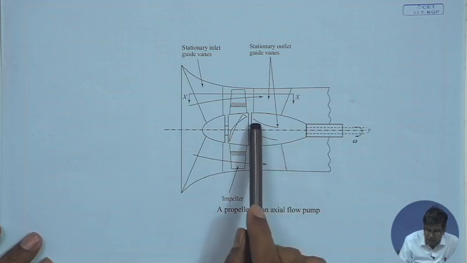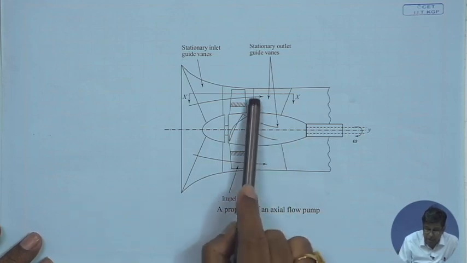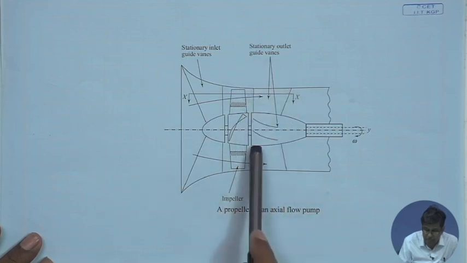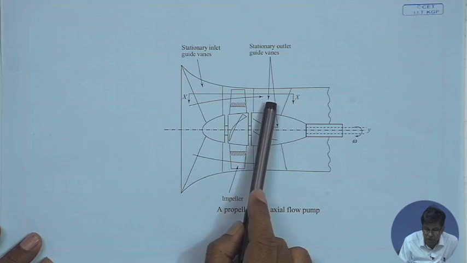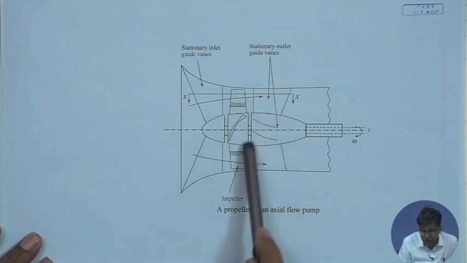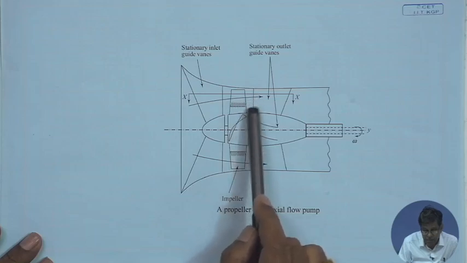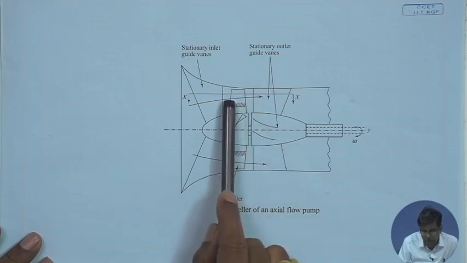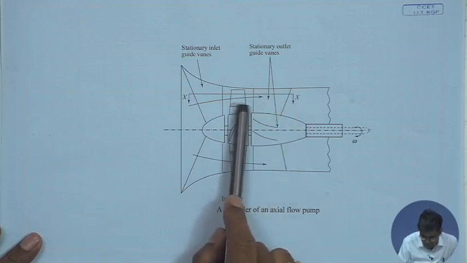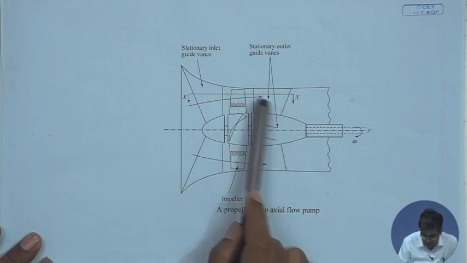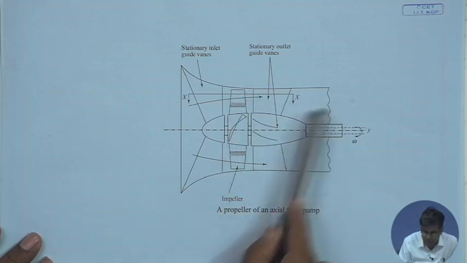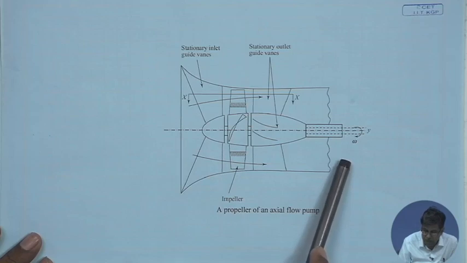Now, at the outlet there are also some stationary vanes, which are also guide vanes fixed to the casing. The purpose of these is to reduce the swirl. That means, when the water comes out of these blades, it has a substantial swirling component of velocity along with the axial component, and this swirling component is reduced while flowing through this stationary blade, and finally it goes out of the machine.